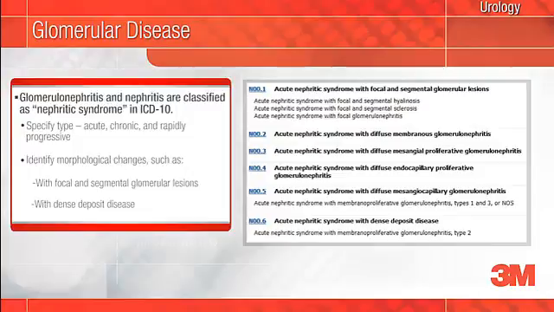Additionally, specify the type of morphologic changes when known, such as with focal and segmental glomerular lesions or with dense deposit disease. For example, you see on the screen several codes for acute nephritic syndrome with several different morphologic changes.